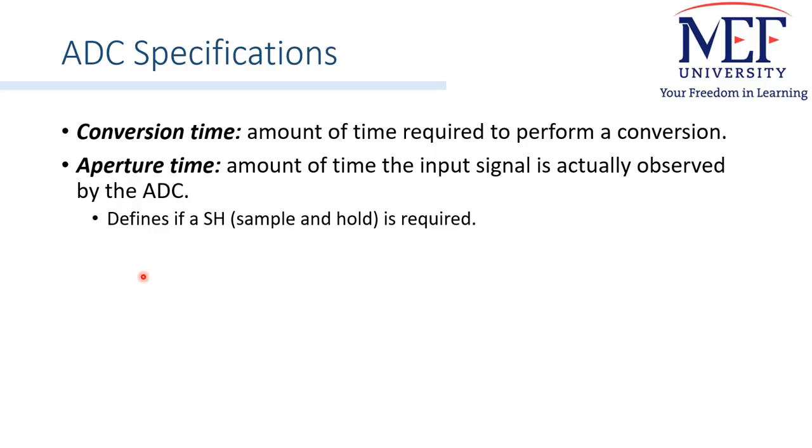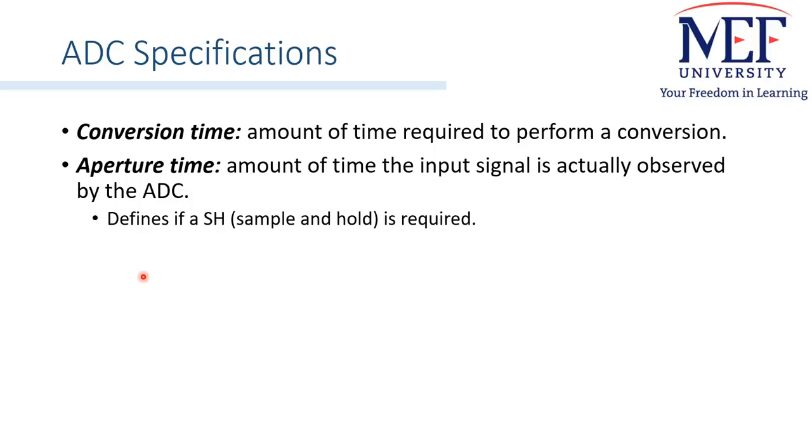We have two more specifications different than DAC. First of them is the conversion time. It is the amount of time required to perform a conversion. Faster ADCs are also more expensive.